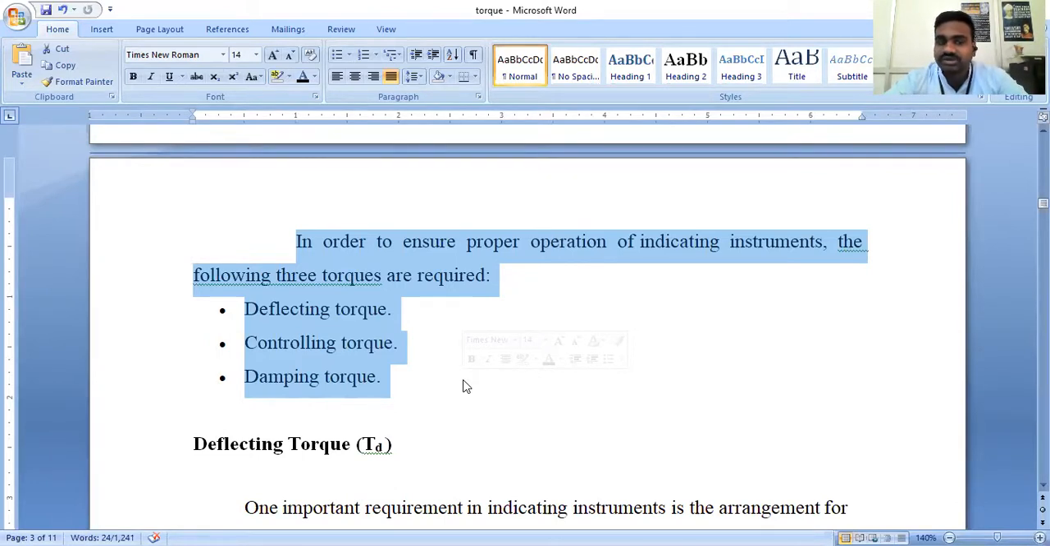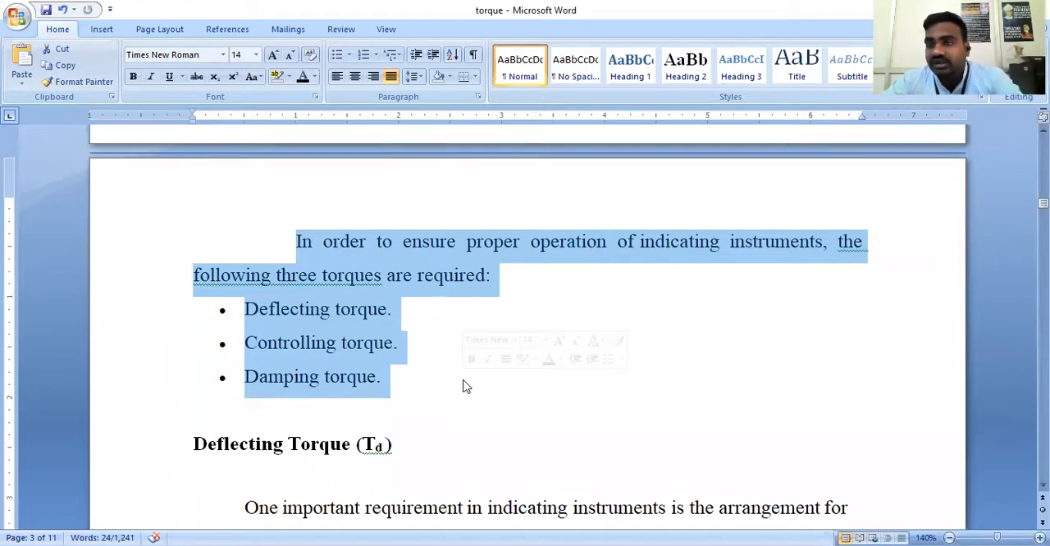So here, in order to ensure proper operation in an indicating type instrument, we need three types of torques. That means the instrument has to be operated properly. If a 5 ampere current is flowing in the line, the meter has to display only 5 amperes. The needle will start from the 0th position to the 5 ampere rating, and it has to stop there without any damping issues and without any severe deflections. The meter has to read the exact value of current or voltage flowing in the line.